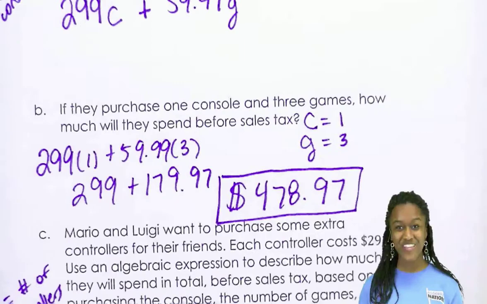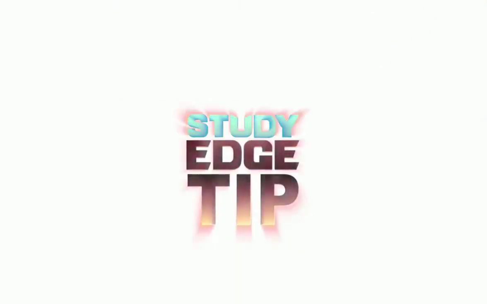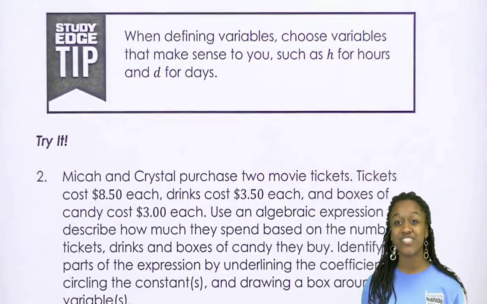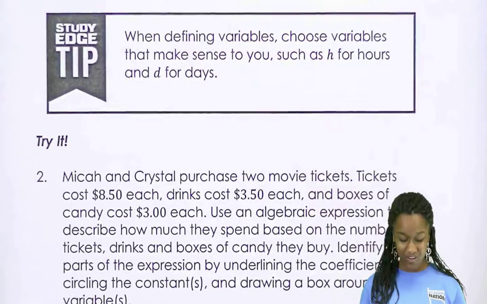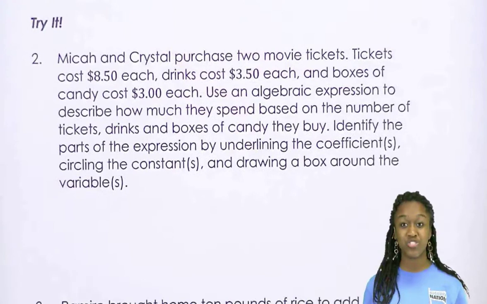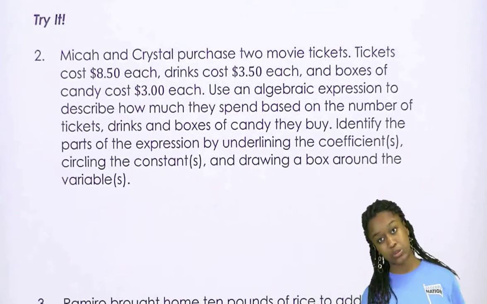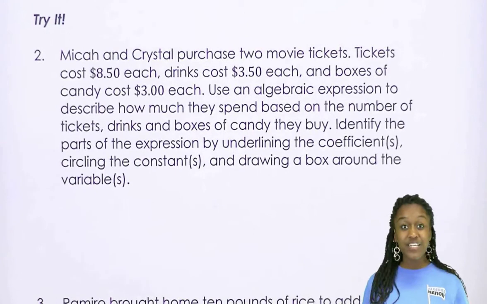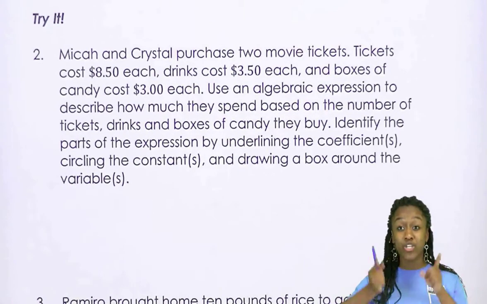Okay, we have a study edge tip. When defining variables, choose variables that make sense to you, such as H for hours and D for days. All right. Just as we use G for games and R for controllers, but C for consoles. All right, so next we have a problem that I want you to try.